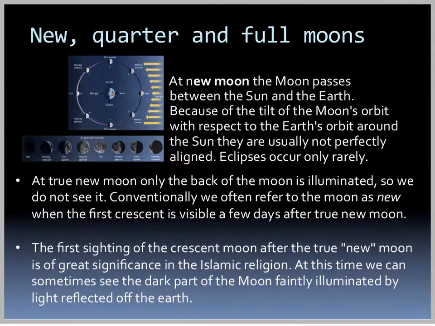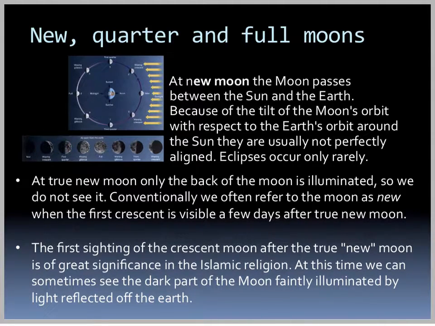So at new moon, the moon passes between the sun and the Earth. Because of the tilt of the moon's orbit with respect to the Earth's orbit around the sun, they're usually not perfectly aligned, so eclipses occur only rarely. At true new moon, only the back of the moon is illuminated, so we do not see it. Conventionally, we often refer to the moon as new when the first crescent is visible a few days after a new moon.